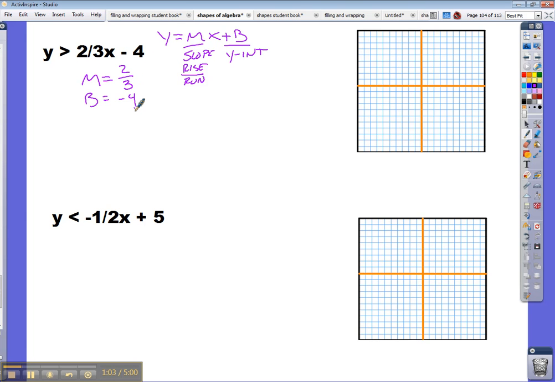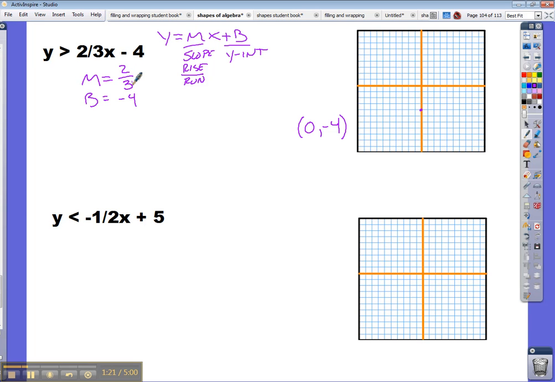So we're going to go over to our grid, and we're going to plot our y-intercept. Our y-intercept occurs when y is -4 and x is 0. So we're going to plot the point 0, -4. We go over 0, down 4, and put a dot.